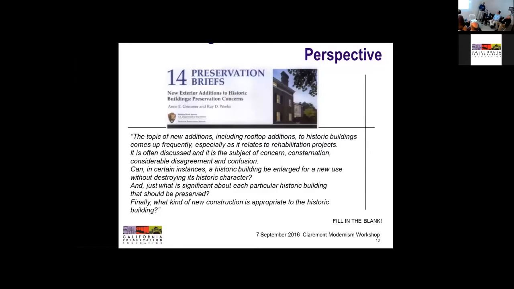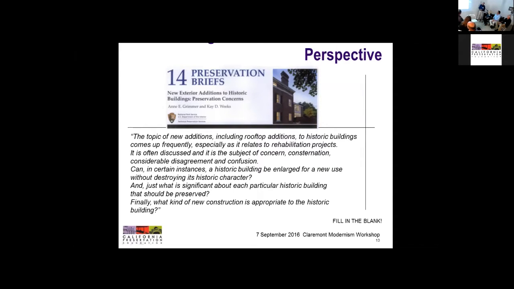And of course, I hope you are familiar with the preservation briefs, but the one in particular, number 14, again, talks about the exterior additions to buildings, but it also, beyond that, talks about the issues of, can you enlarge a historic building for new use without destroying its historic character? So again, we get back to the character term, and we'll be going back to that in the rest of this presentation. But also, what is significant about each particular building that should be preserved?